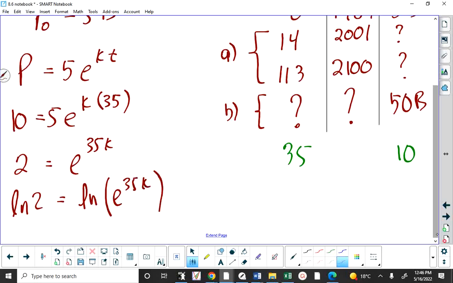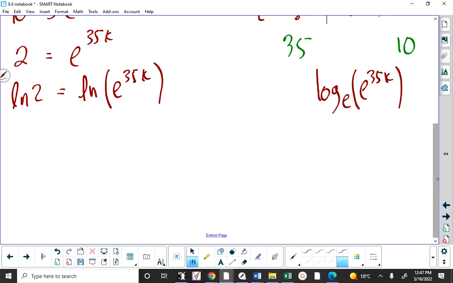I wanted to just write 35k, but we've been away for a few days, so I'll remind you that when I take the natural logarithm of e raised to an exponent, I'm saying what is the base e logarithm of e to the 35k, which is me asking you to what do you raise e to get e to the 35k, and the answer is 35k. There's lots of ways for you to justify why the right side of this equation is 35k. Anyway, k is ln 2 over 35. And now we can build our equation.